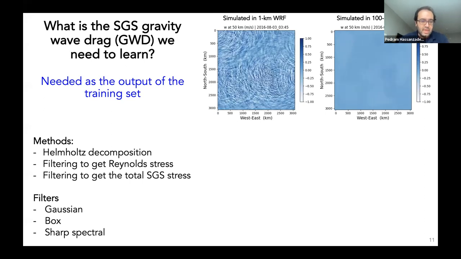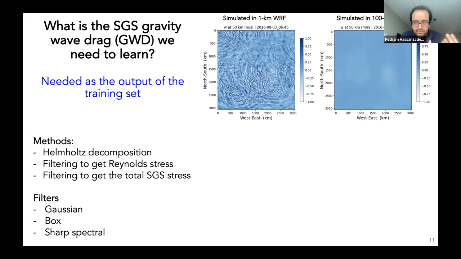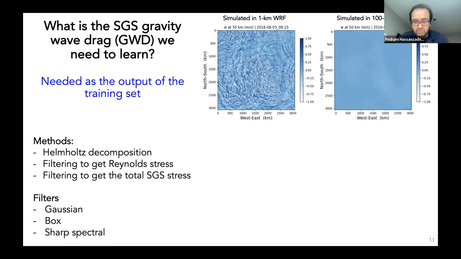We have been looking at 3 methods that have been widely used in the LES community for this kind of work, or particularly in the gravity wave community.